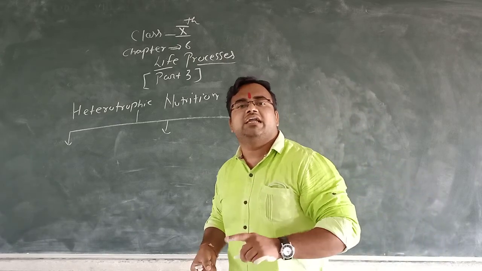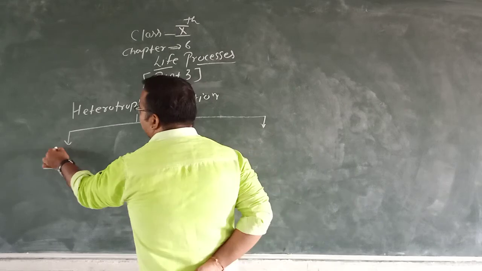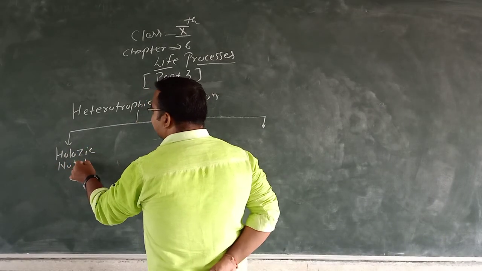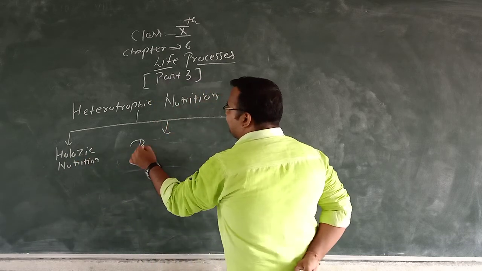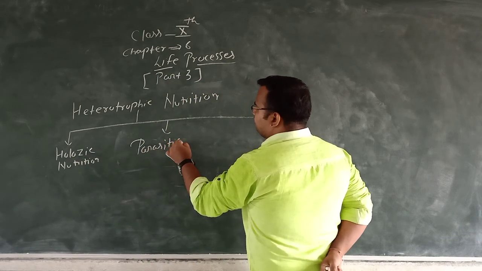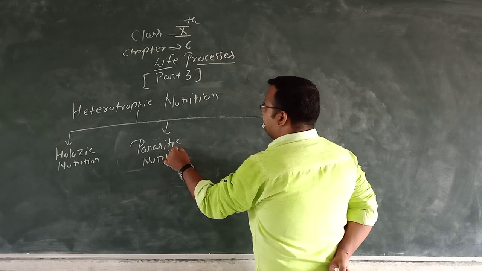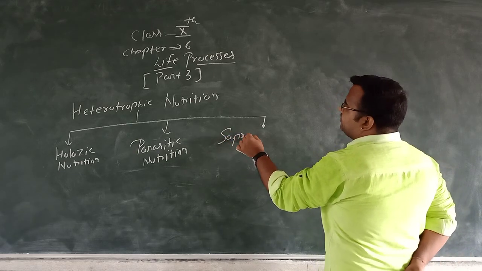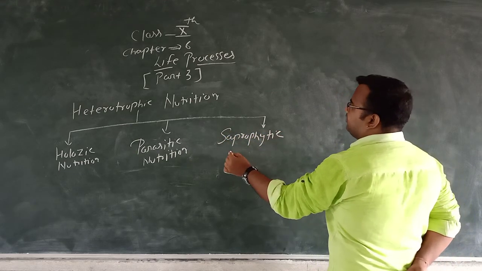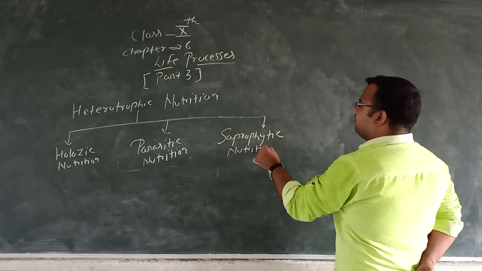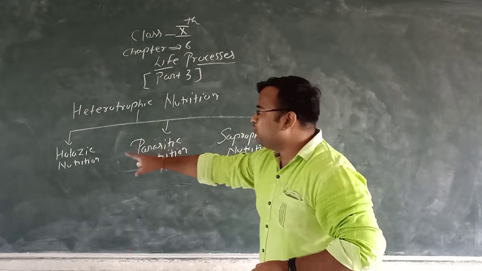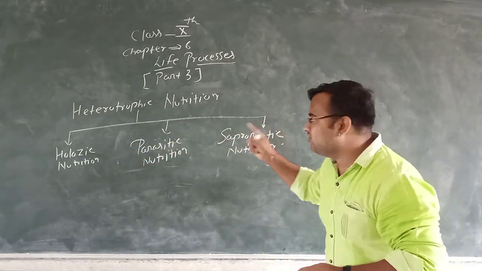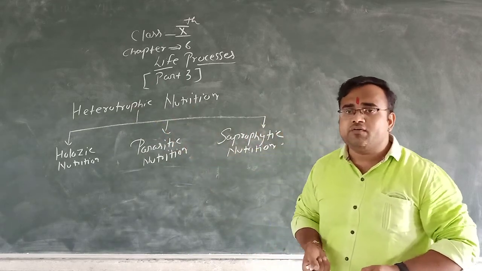Heterotrophic nutrition is divided into three parts. First is holozoic nutrition, parasitic nutrition, and next is the saprophytic mode of nutrition. Okay, holozoic mode of nutrition, parasitic mode of nutrition, and saprophytic mode of nutrition. These all three are parts of the heterotrophic mode of nutrition.